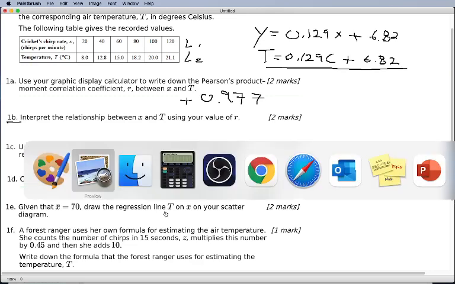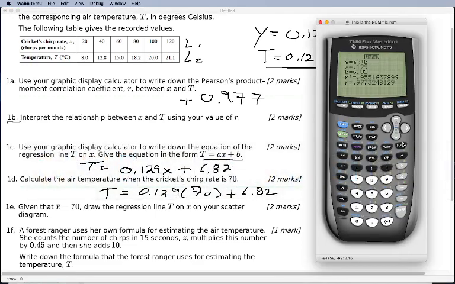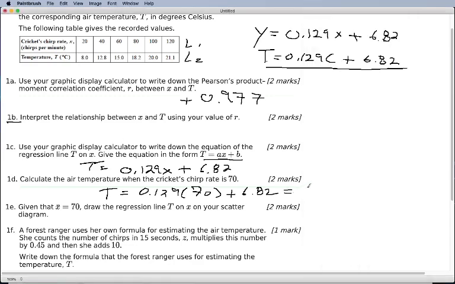So if we pull up our calculator here, and we do that quickly, we have 0.129 times 70 plus 6.822, and we get 15.85.